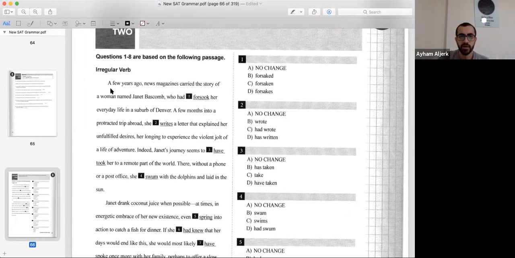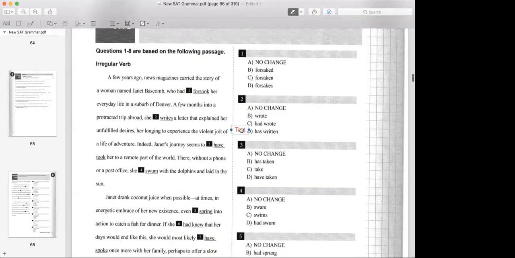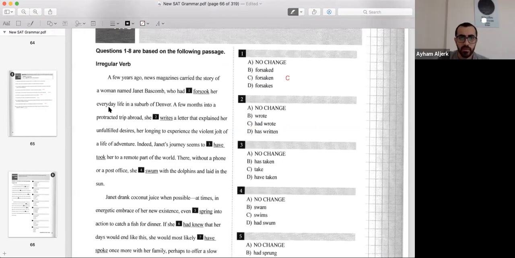We start with number 1. A few years ago, news magazine carried the story of a woman named Janet Bascom, who had forsook her everyday life. So we're just talking about this. So we have had, forsook is only the forsaken. Exactly. Forsaken. So the answer is C, forsaken. Okay, you cannot choose this, so I'm just gonna write C is correct. Number 2, forsaken her everyday life in a suburb of Denver.